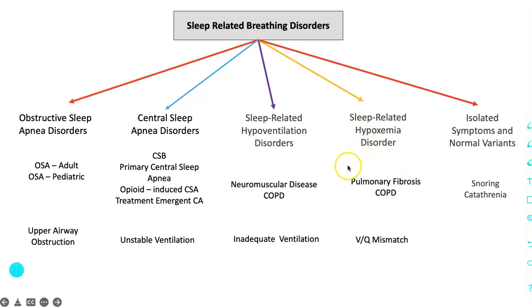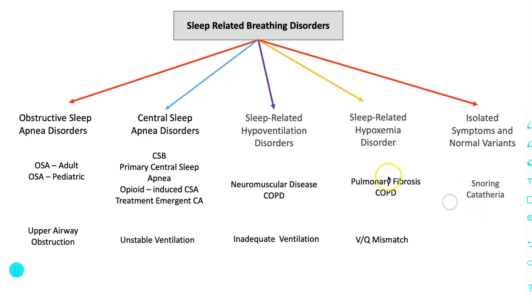The other group is the sleep-related hypoxemia disorders. Here, there is persistent desaturation in the absence of hypoventilation, or when hypoventilation is suspected but there is no mechanism to measure the CO2 or its surrogates. Examples include pulmonary fibrosis and COPD, where the main cause is ventilation-perfusion mismatch. The last one is the isolated symptoms and normal variants like snoring and catathrenia.